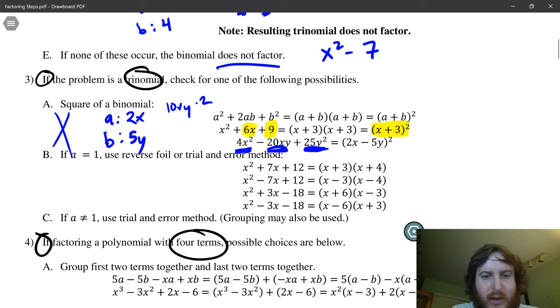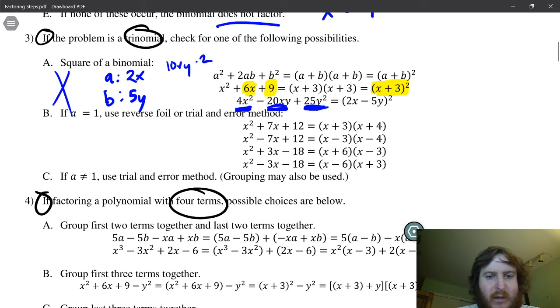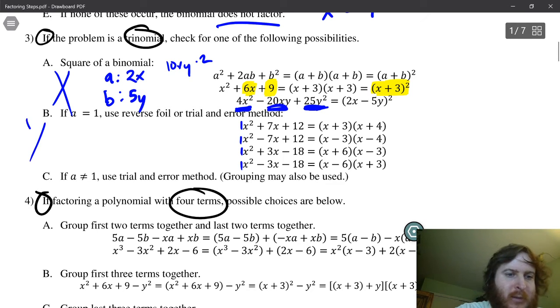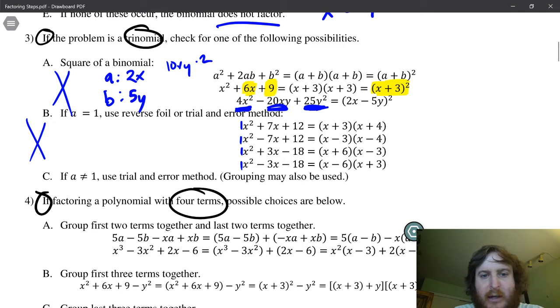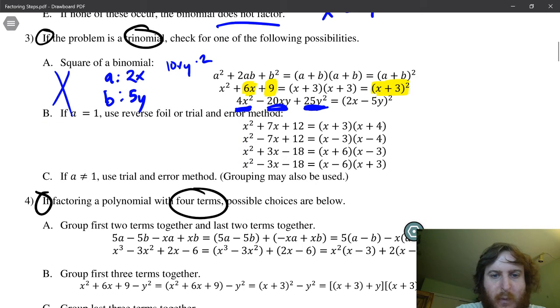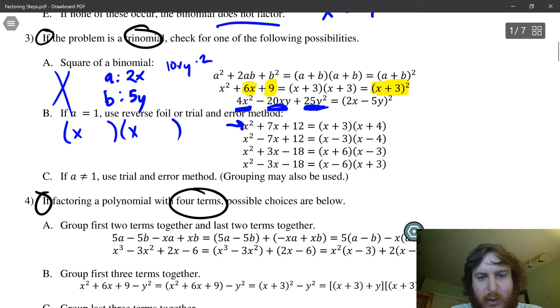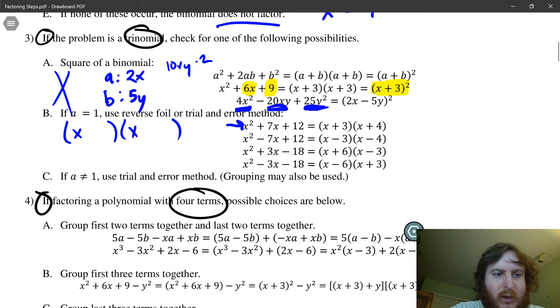Again, if you don't like this method, you can just do the x method. Okay. So in all of these cases, if a is 1, then you can either just do your x method, or what I like to do is a combination of what we call reverse FOIL and trial and error. So if I was going to factor x squared plus 7x plus 12, I like to just put x and then x, and it could be a plus, it could be a minus. And so then really what I'm doing is I'm taking 1 times 12 is 12.